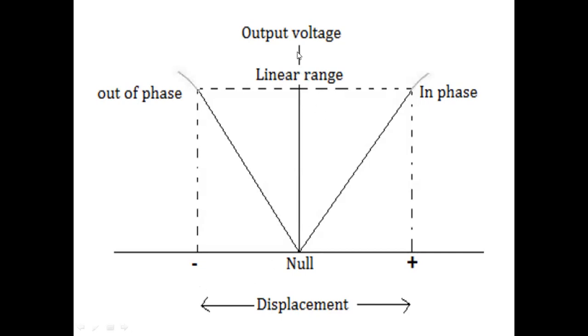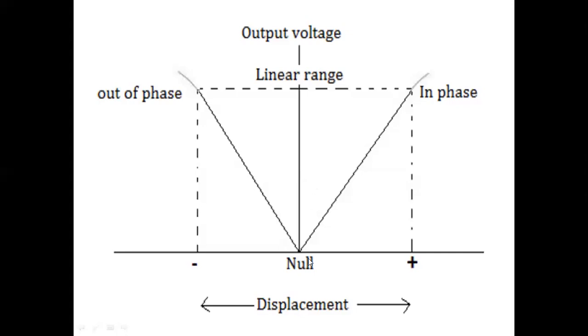The output is on the y-axis. What is the output? Voltage. What is the input we are giving? Displacement. We are giving displacement as the input here.